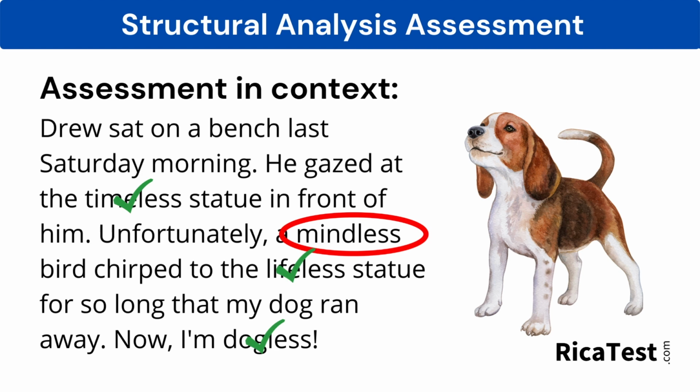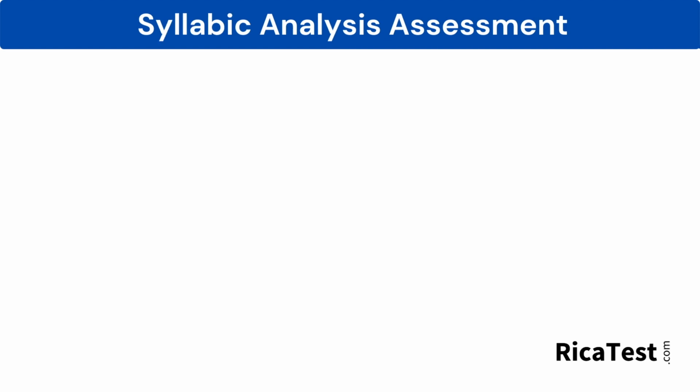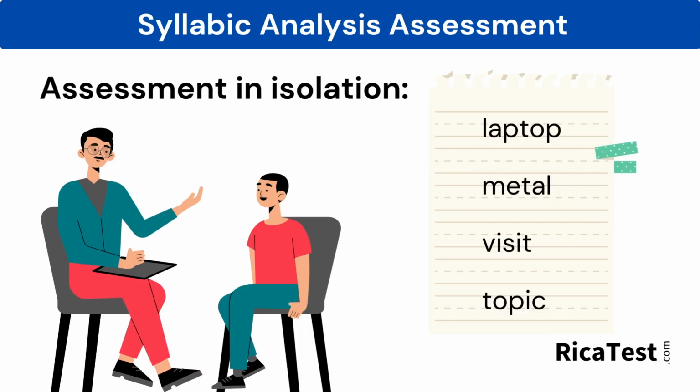Next, we're moving on to assessments for syllabic analysis. As with structural analysis, the teacher will want to conduct assessments in both isolation and in context. The words for an assessment for syllabic analysis share a common pattern, such as the initial open syllable is closed. The student reads the words aloud while the teacher takes notes and focuses again on the patterns of error.